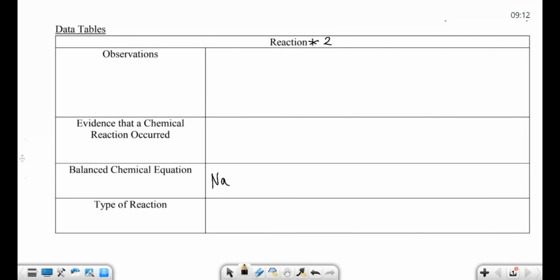Bicarbonate? Come on, more than one person needs to help me. I just have one person that's helping me out here. What's bicarbonate? It's got another name it goes by.